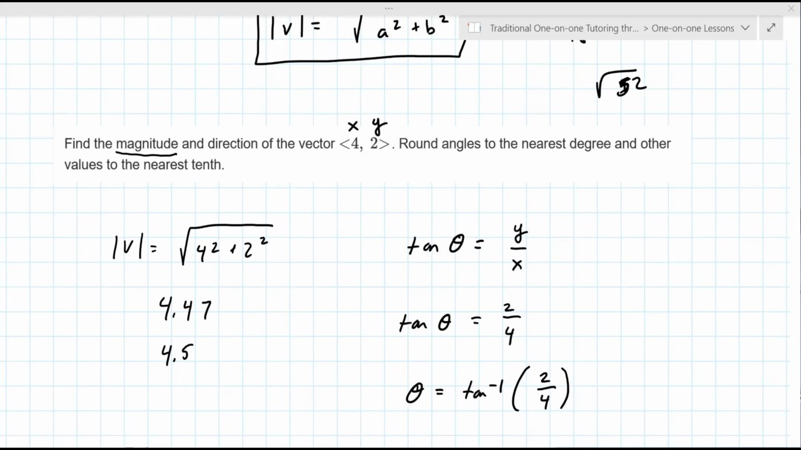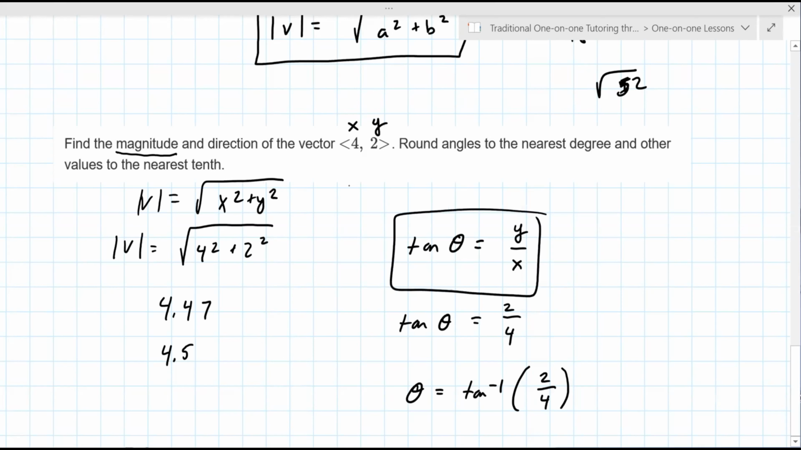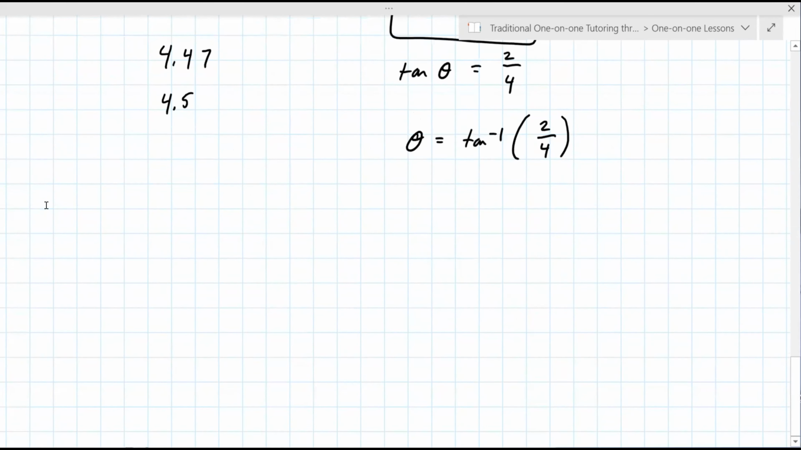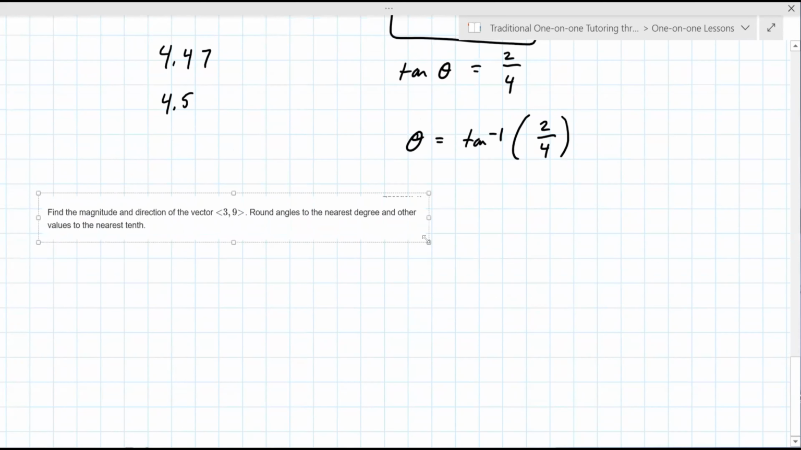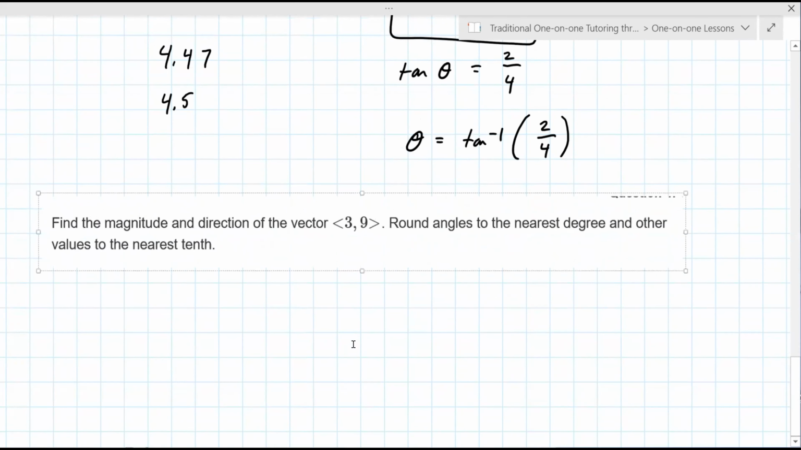All right, let's do one more just like this. It's the exact same setup. So there's really only two equations. There's the magnitude equation, which is the square root of x squared plus y squared. And then there's this tangent equation. These are actually used in physics all the time, the first part of physics and mechanics. Okay, give this one a try, please.